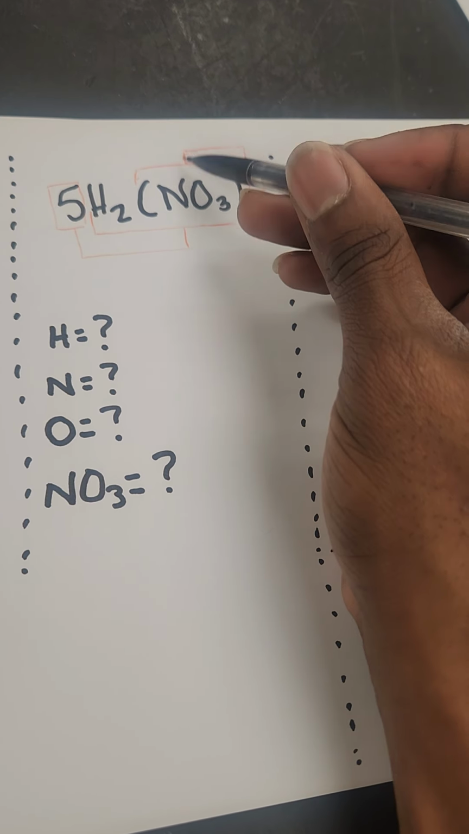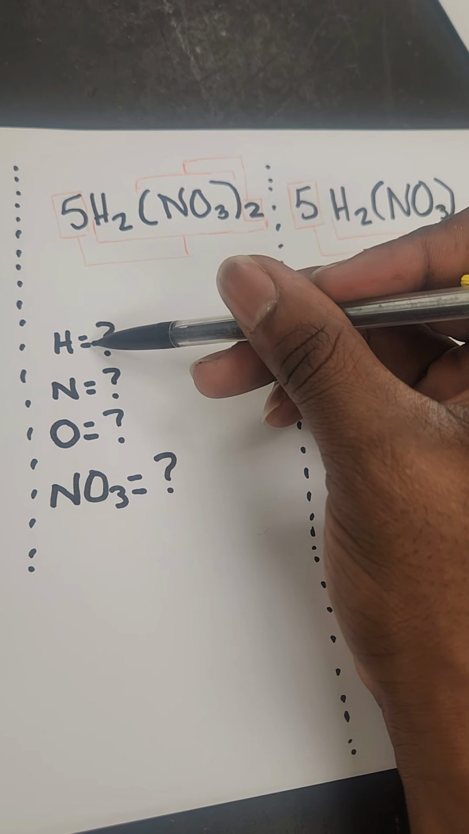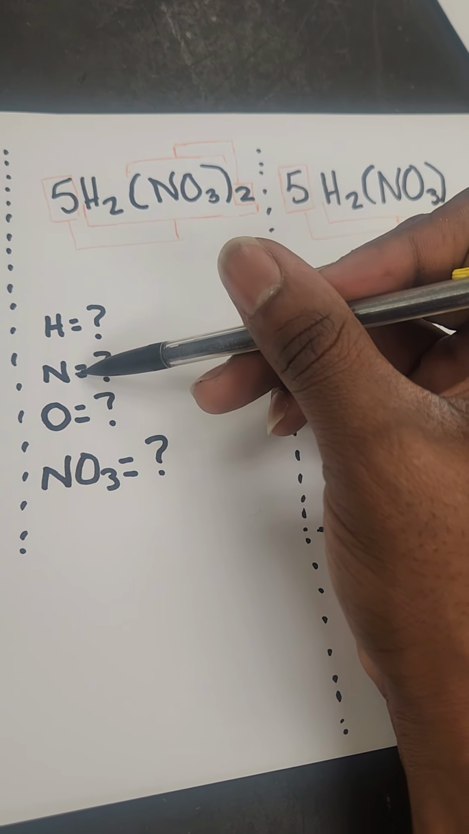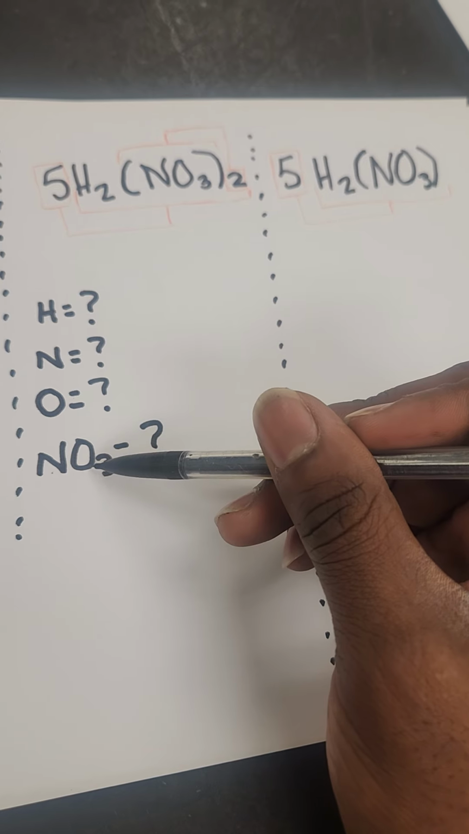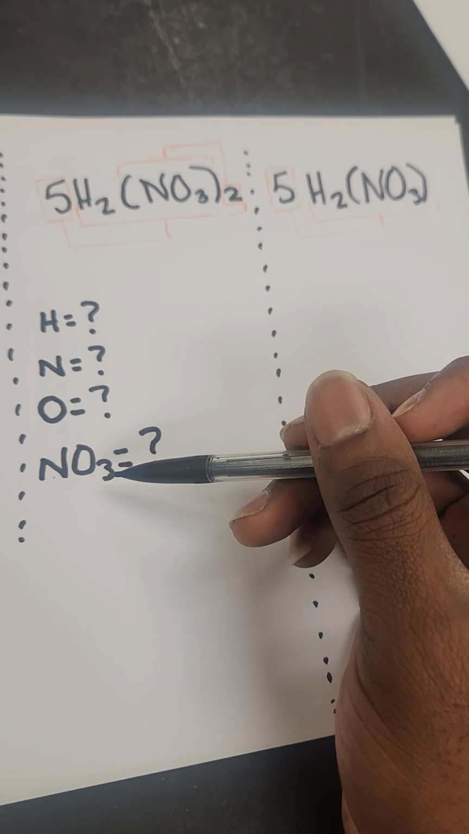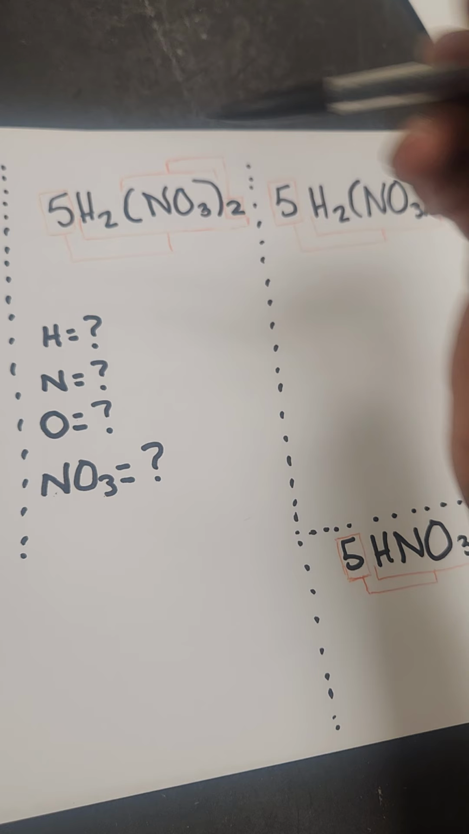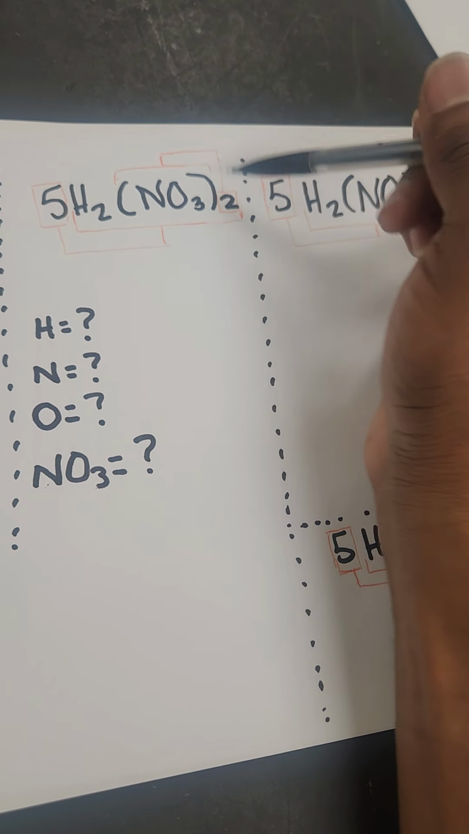All right, in this compound, how many hydrogens are there? How many nitrogens are there? How many oxygens are there? How many NO3s combined are there? Or just, how many NO3s are there if I have 5 of the whole compound?